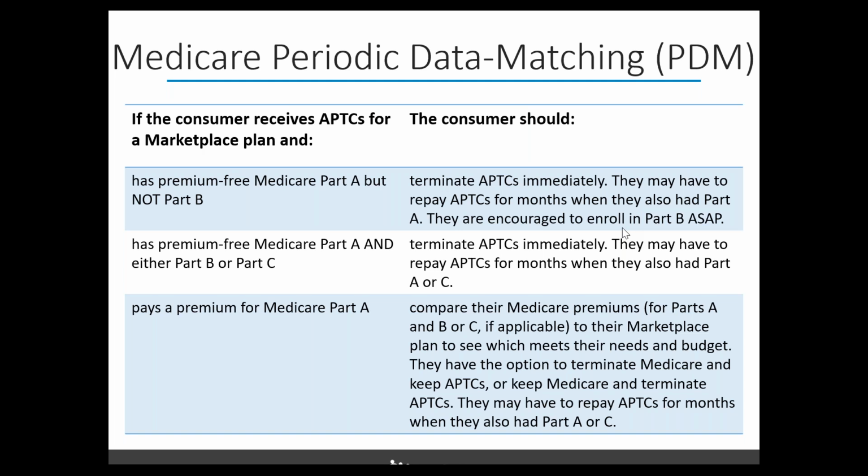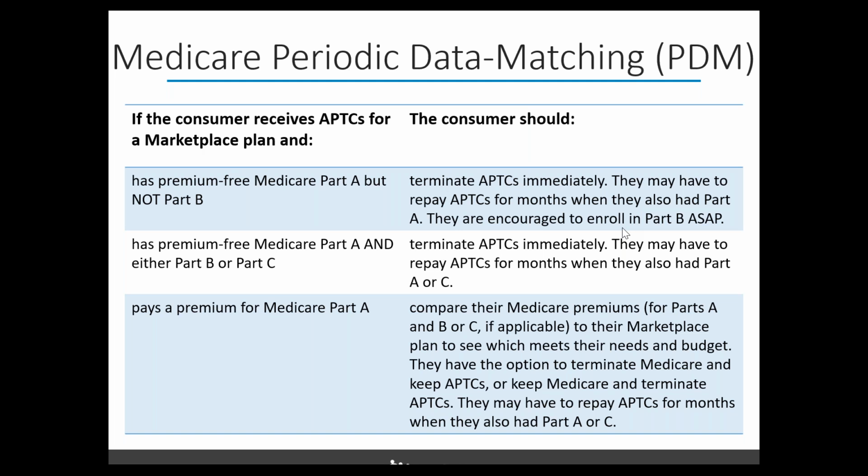If the consumer has Part A for free, as most people do, they are completely ineligible for APTCs and they should cancel their APTCs immediately. They might have to repay APTCs for months in which they also had Medicare Part A or C. They're also encouraged by this notice to enroll in Part B if they haven't already, and to drop their marketplace coverage. They aren't technically required to drop their marketplace coverage, but most people will want to do this because the marketplace plan will duplicate the Part B coverage, and Part B is probably more affordable because they won't have APTCs anymore.